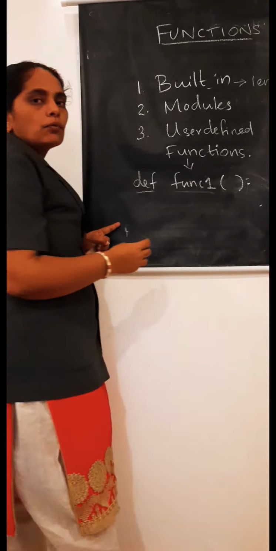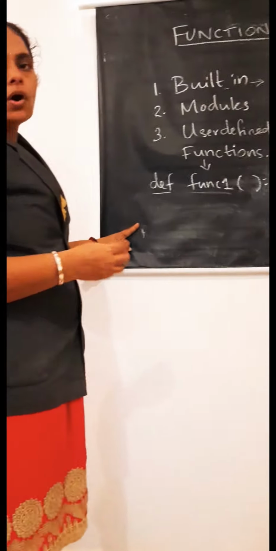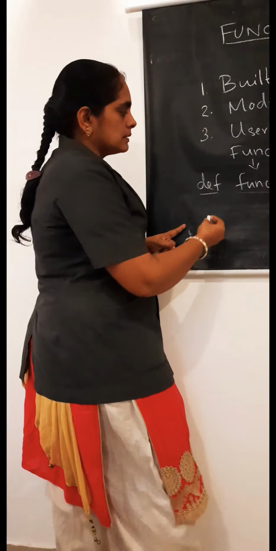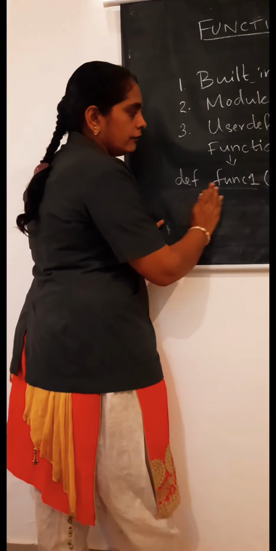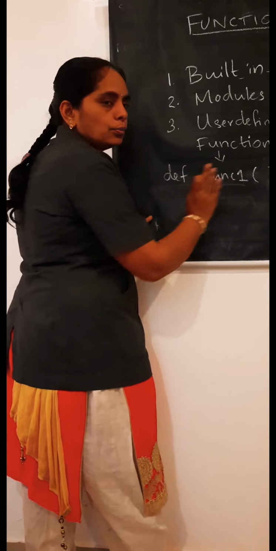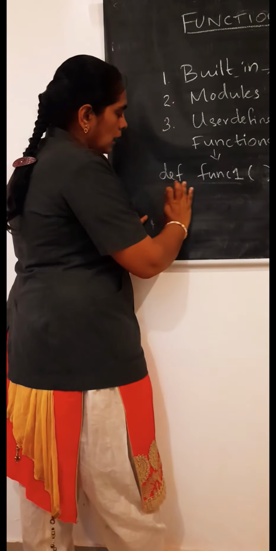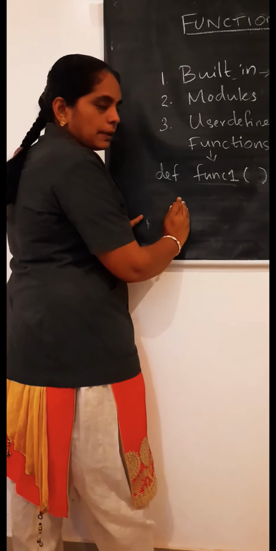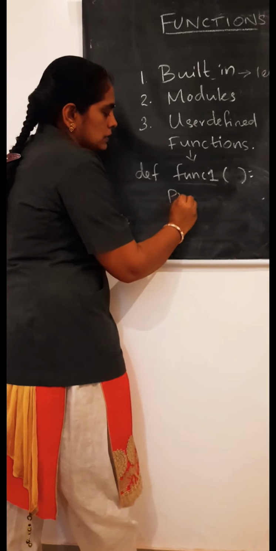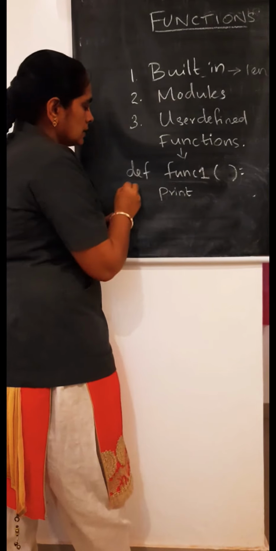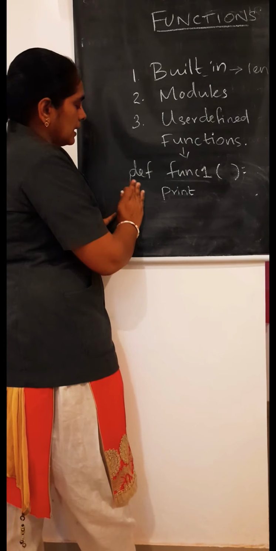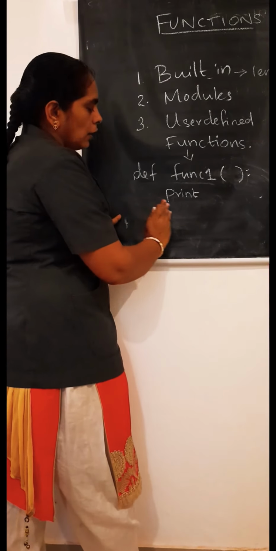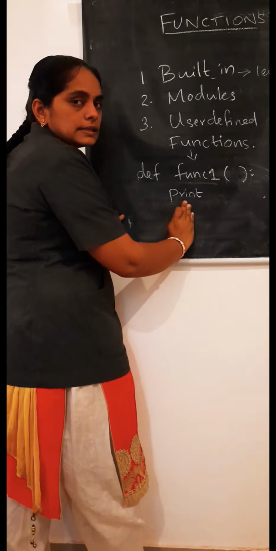Now the question is, I want to display hello or I want to display welcome. How to display it? First of all, we have to write def function 1, then a bracket, then you put a colon. Then you have to prepare an indentation. Indentation means we have to leave a space. After that only we have to start print. If you are writing it on the straight line, you will get an error.